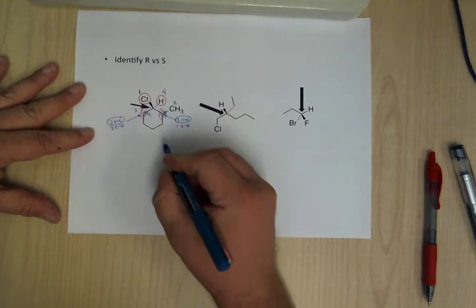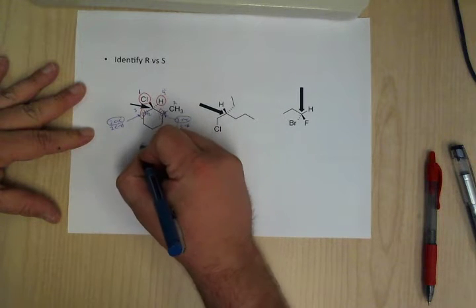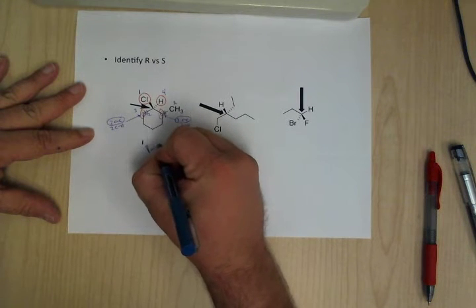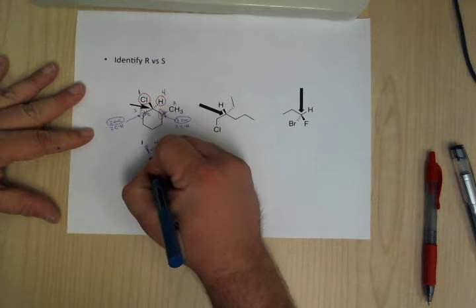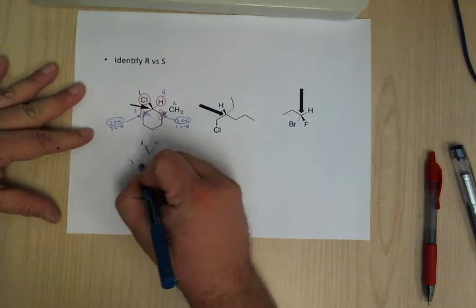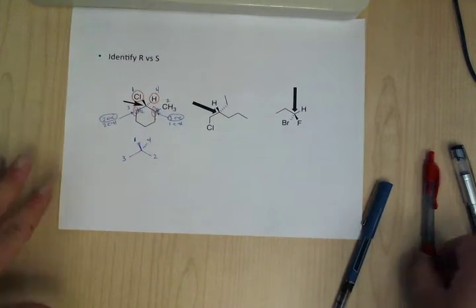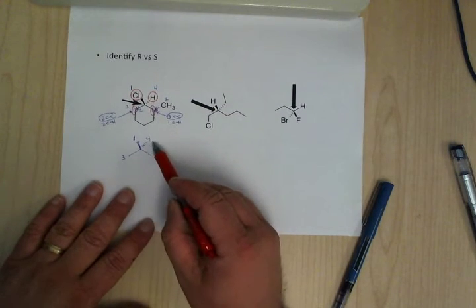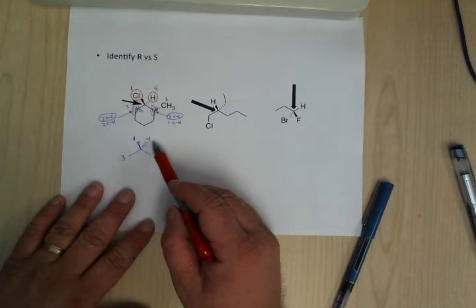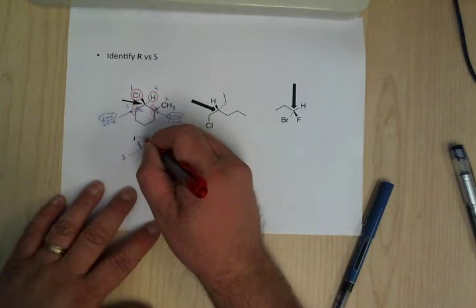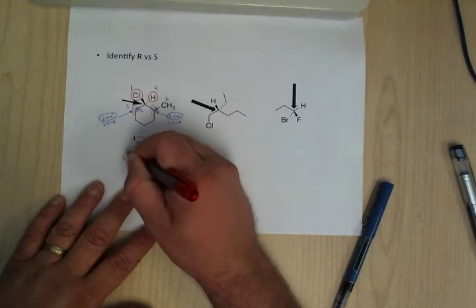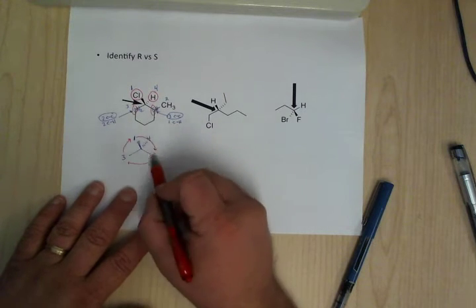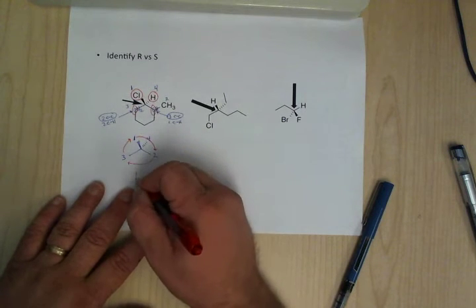I'm going to redraw this with just the numbers: 1, 4, 3, and 2. If you're doing the steering wheel method, 4 has to go behind. So it's going this way, 1 to 2 to 3, clockwise, so that would make it R.